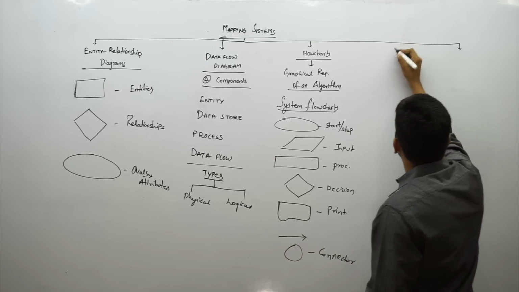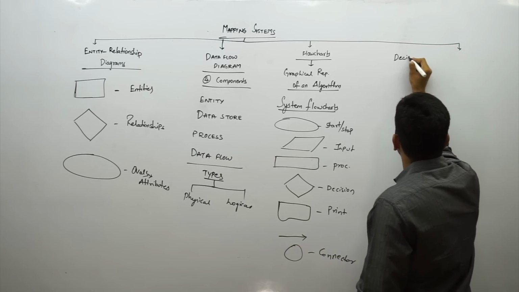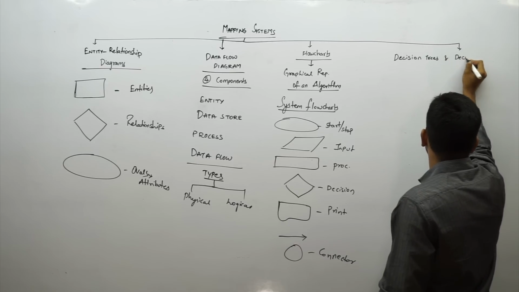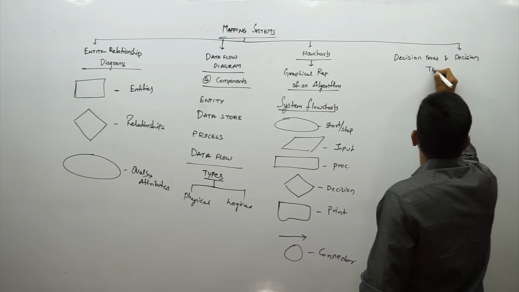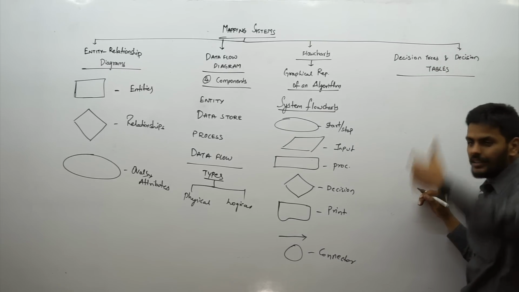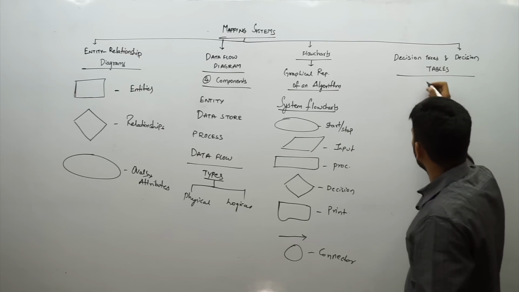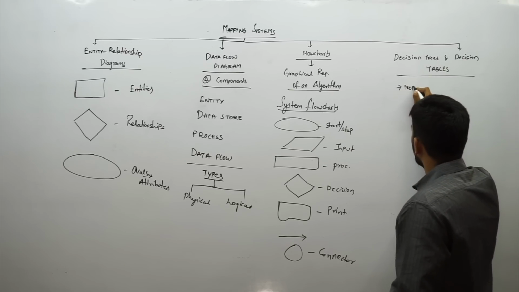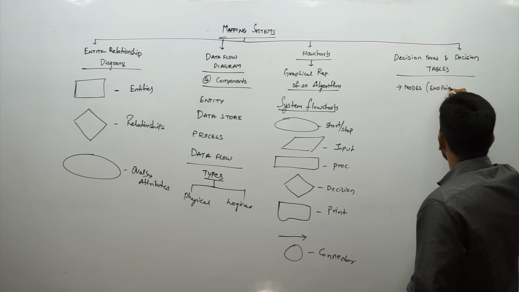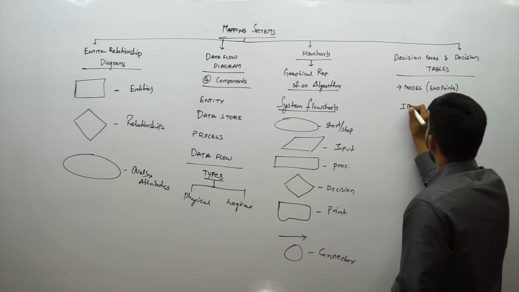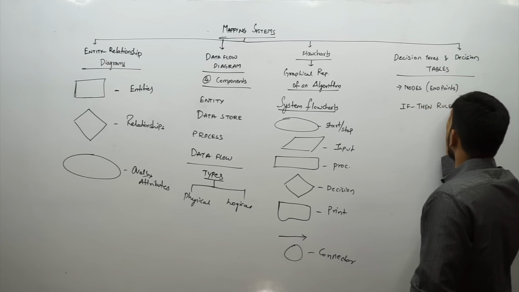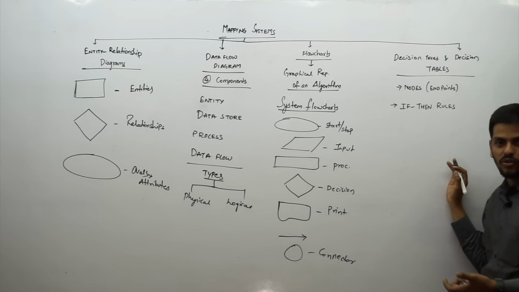Then we have two simple things here, decision trees and then decision tables. Decision trees and decision tables. The decision tree is an inverted tree pattern where we have branches. So we have nodes. Nodes are endpoints. They represent the if-then rules. What is supposed to be done and how it is supposed to be done.